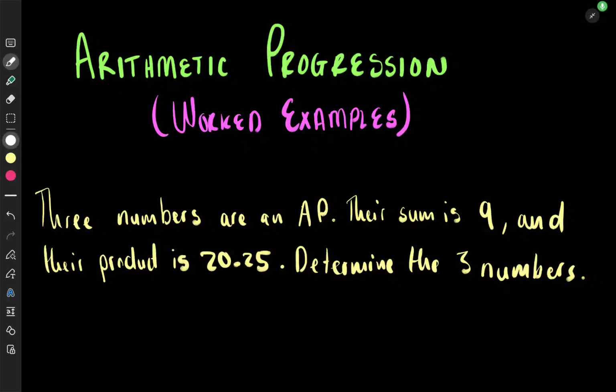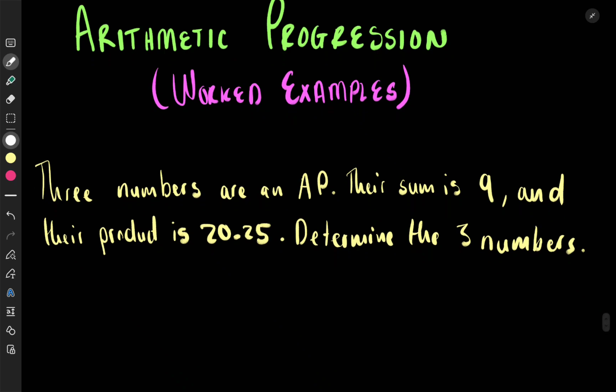Okay, so let's do this three numbers question. It's a very nice one. If you get it, celebrate. It's called the three numbers, the famous three numbers question. Here it says three numbers are an AP. Their sum is 9 and their product is 20.25. Determine the three numbers. So here's what is going to make it very easy.